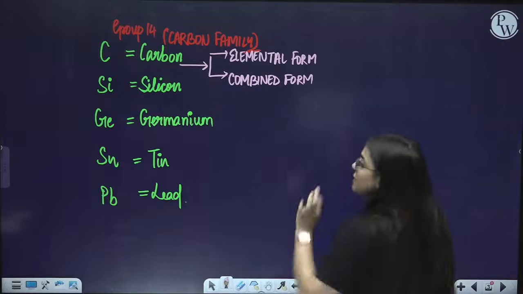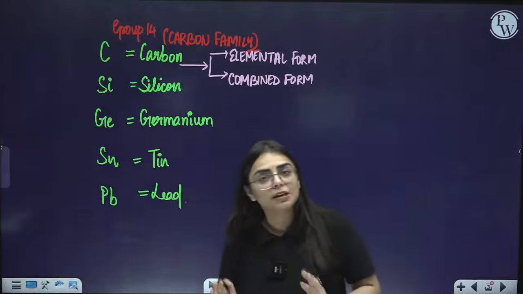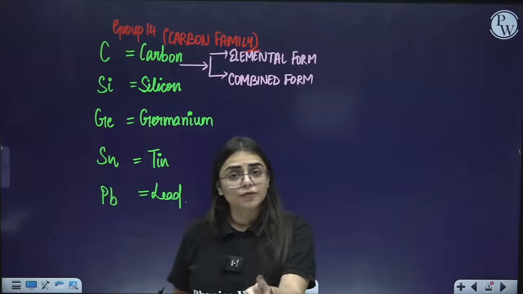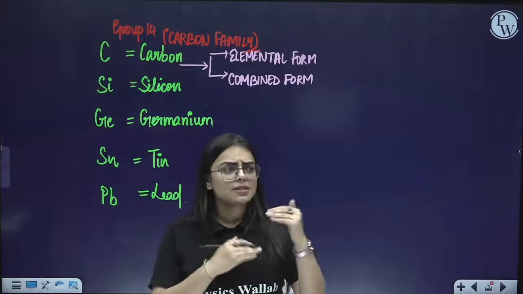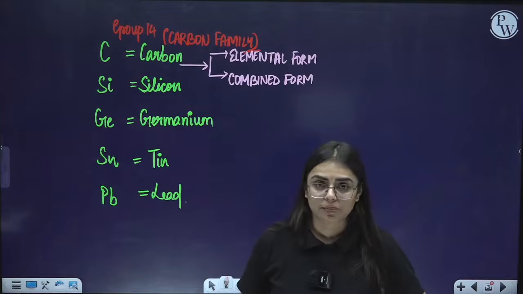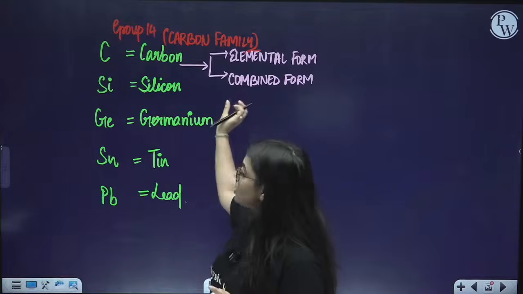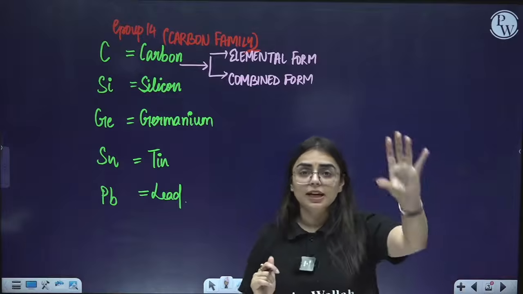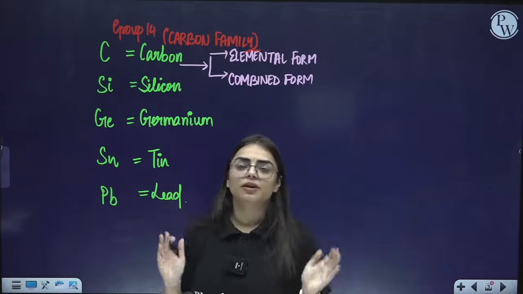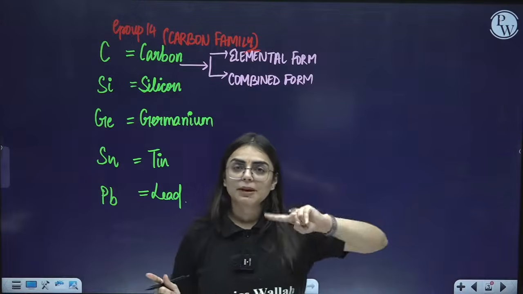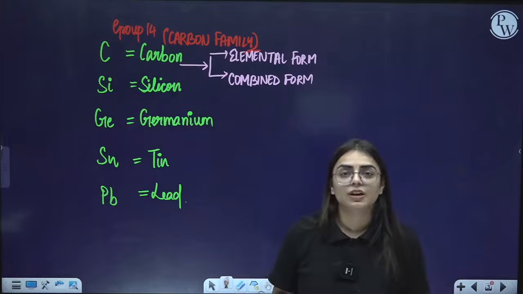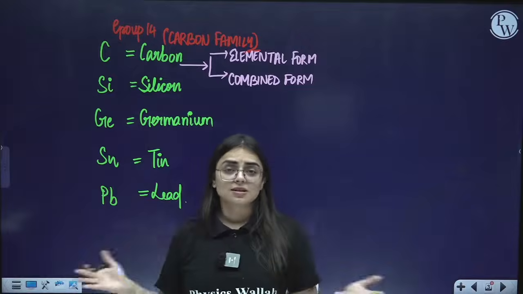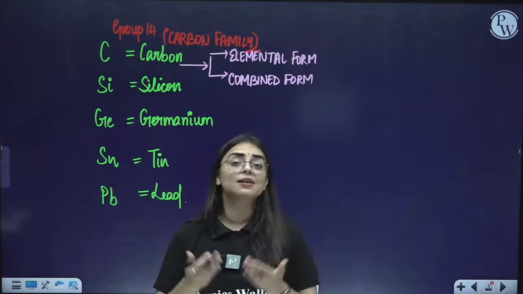Now, what is an elemental form and what is a combined form, ma'am? Elemental form is when the carbon atom is present either in the graphite form or the diamond form. That means it is not combining with any other element. In combined form, it is either creating a molecule or a compound, present as a compound or as a molecule.